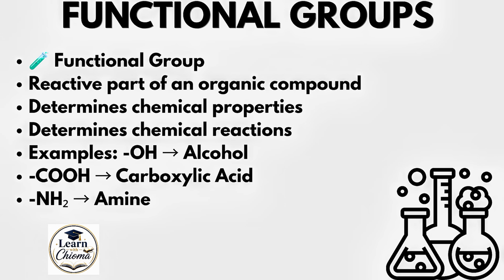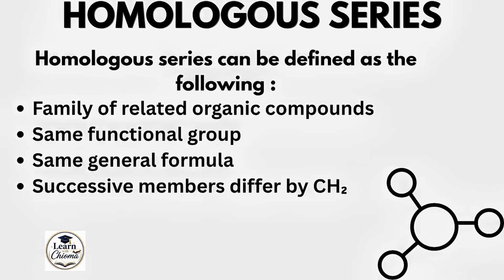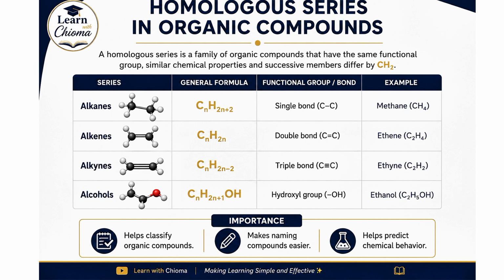Identifying the functional group is essential because it helps us classify and correctly name organic compounds. A homologous series is a family of organic compounds with the same functional group and similar chemical properties. Successive members differ by one CH2. For example, methane, ethane, propane, and butane all belong to the alkane homologous series. As the number of carbon atoms increases, physical properties such as boiling point gradually increase, while the chemical properties remain similar.